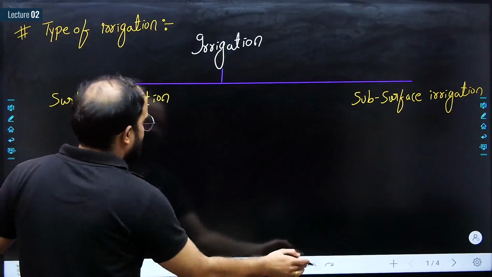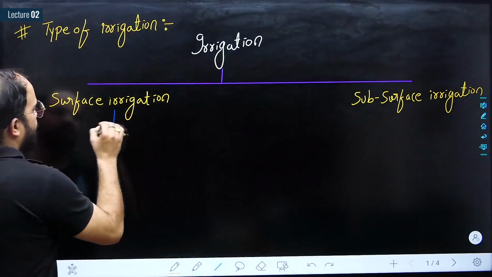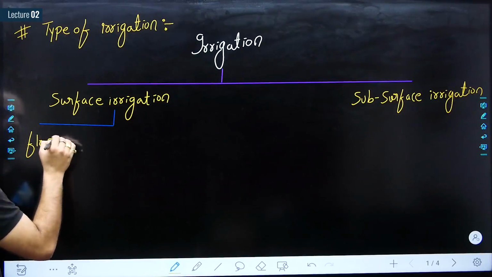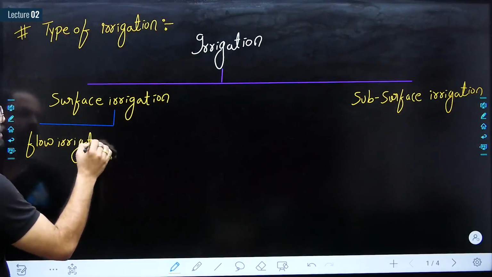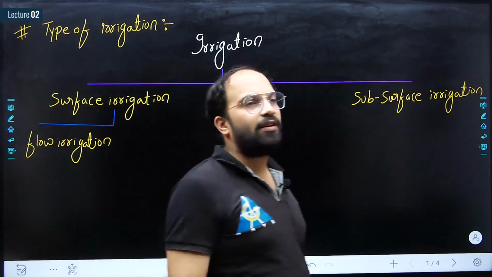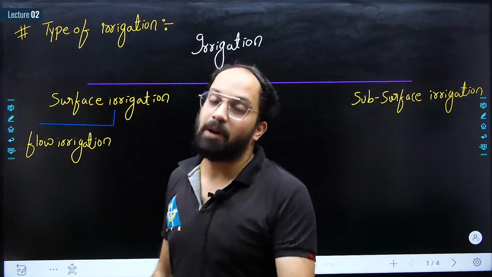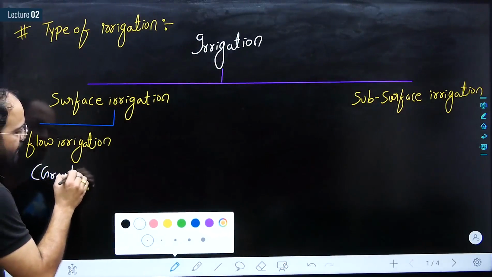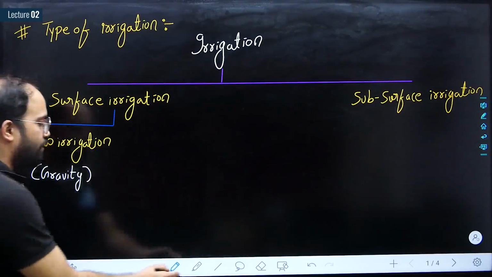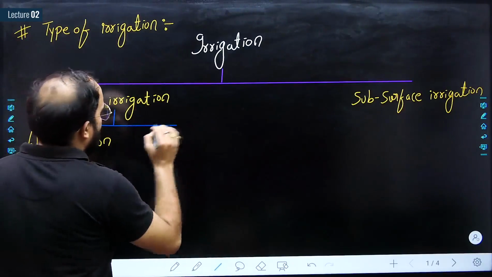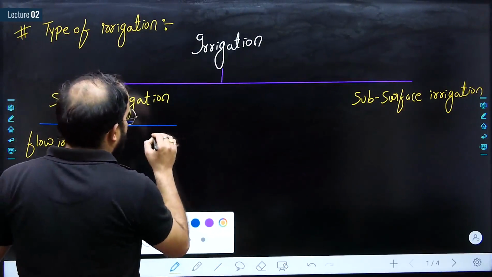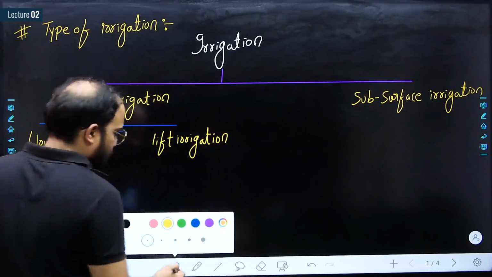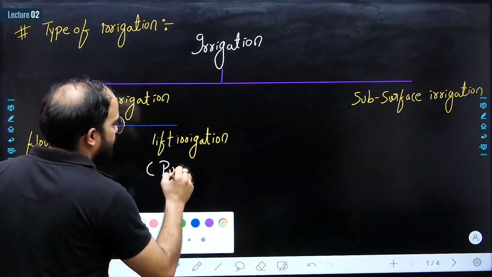So what are they? First is flow irrigation. On the surface also you can supply the water with the help of gravity or with the help of pump. If I supply the water with the help of gravity, that will be known as flow irrigation, and if I supply the water with the help of pump, that I can call lift irrigation. Here I can write supplied with the help of pumps.